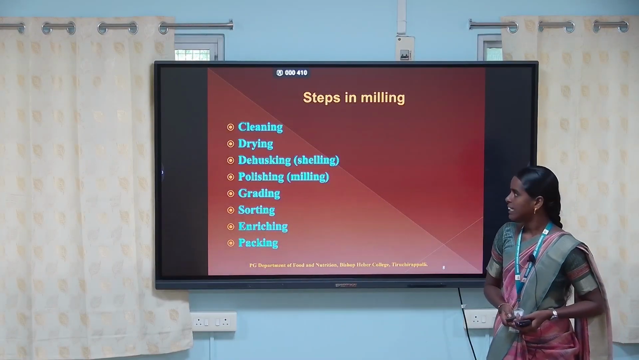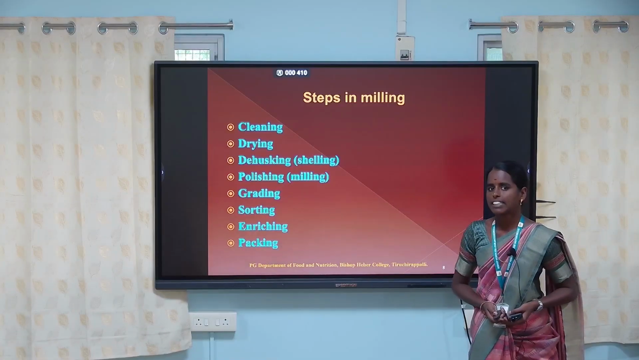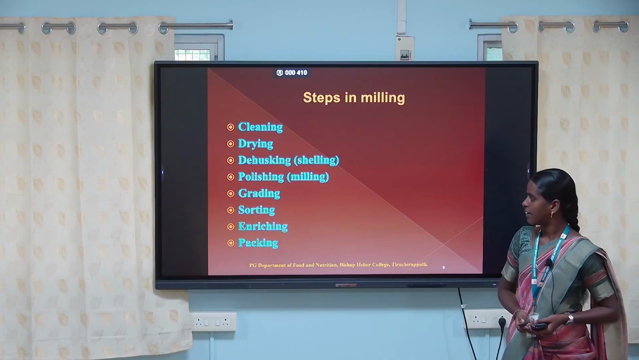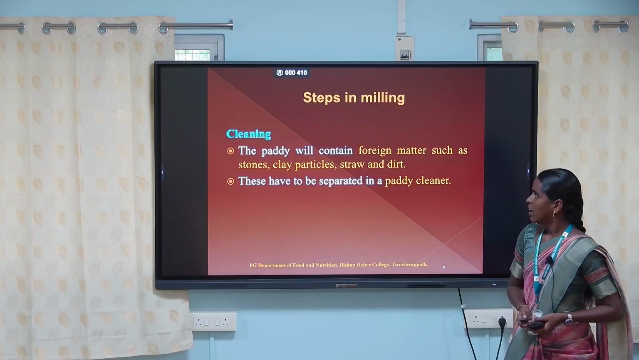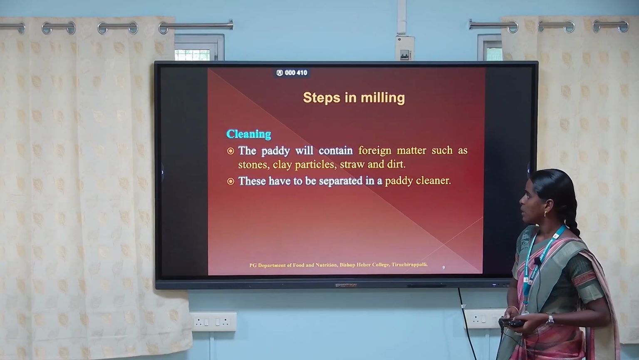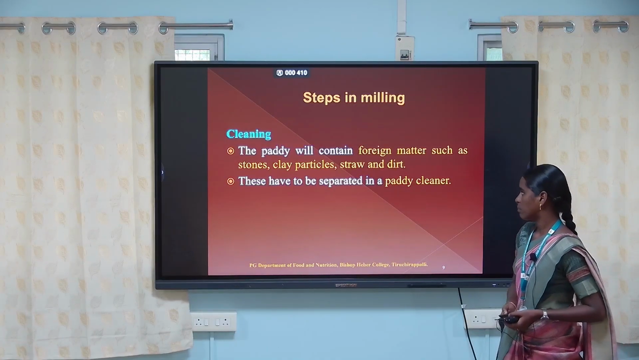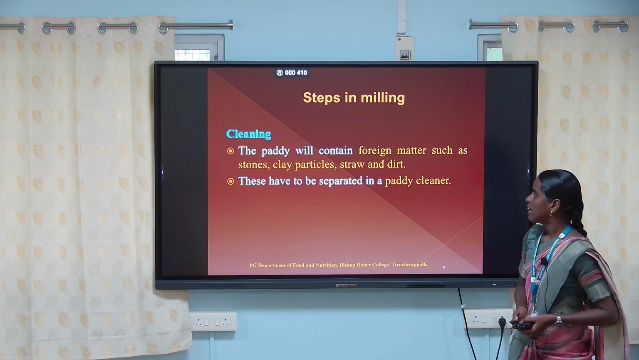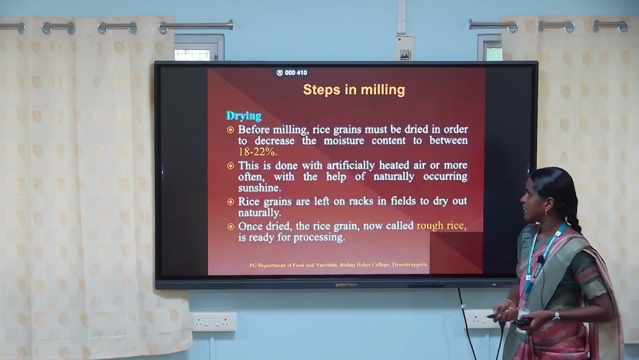Steps of milling of rice: cleaning, drying, dehusking or shelling, polishing or milling, grading, sorting, enriching and packing. During the cleaning process, the paddy contains major foreign matter such as stones, clay particles, straw and dirt. It has to be separated in a paddy cleaner.